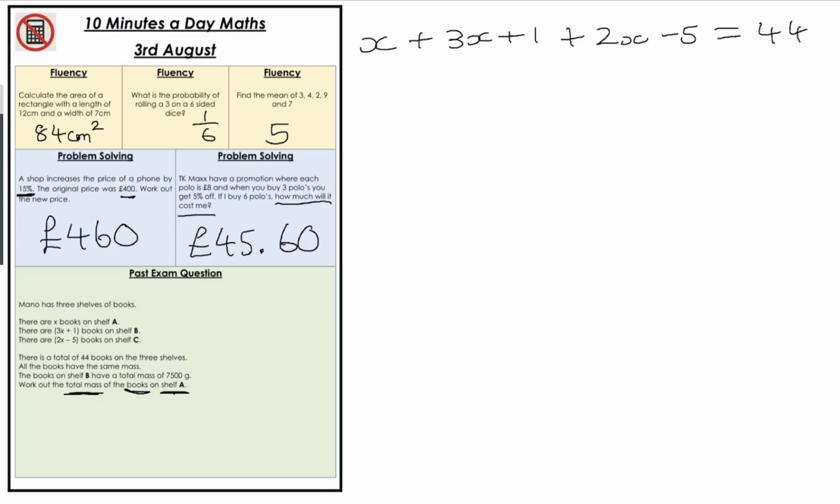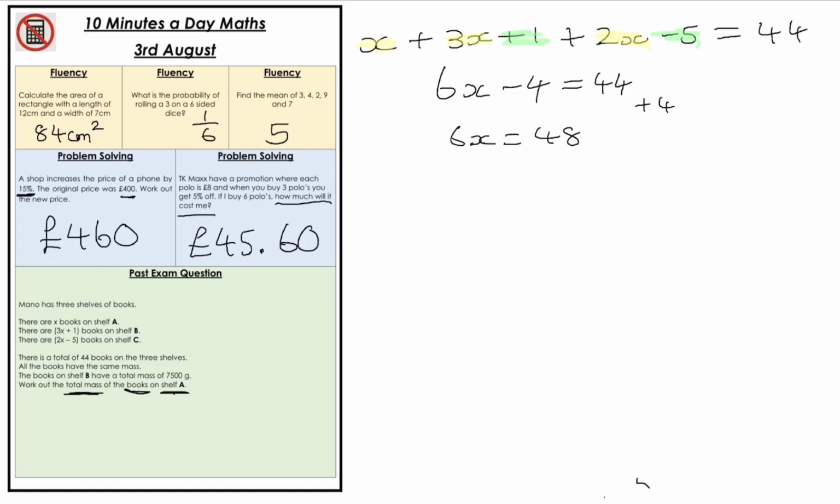So we're now going to collect the like terms. So that's all my x's added together and my numbers. So let's have a look. Well, x plus 3x plus 2x is 6x. And then 1 minus 5 is minus 4. So that leaves me with 6x minus 4 equals 44. Now I can solve this like I would solve a normal equation, which means I need to do the inverse. So where I've got minus 4, I'm going to add 4. So that will leave me with 6x equals 48.